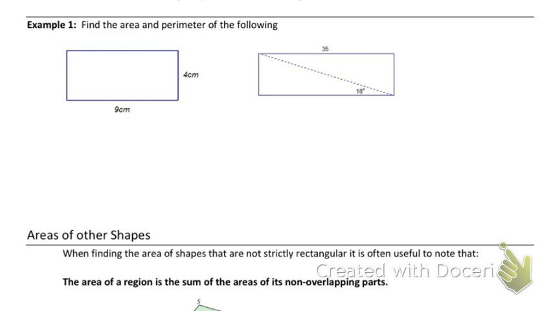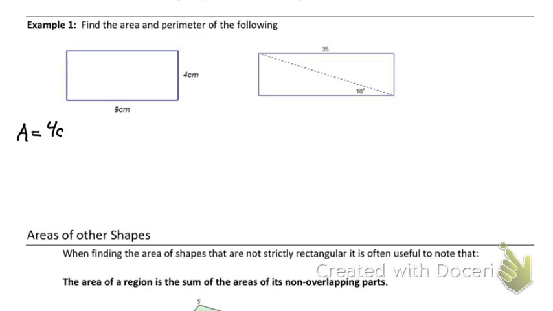So let's look at this first example. We're supposed to find the area and perimeter of both of these rectangles. Can someone tell me the area of this one with the 4 and the 9? Yeah, 36. It'd be 36 centimeters. Would it be just regular centimeters? Squared. It'd be centimeters squared.